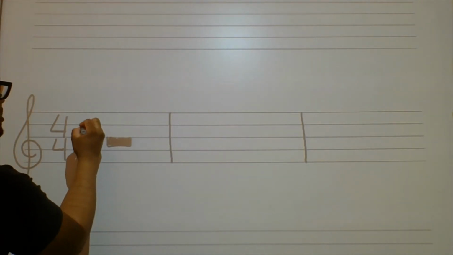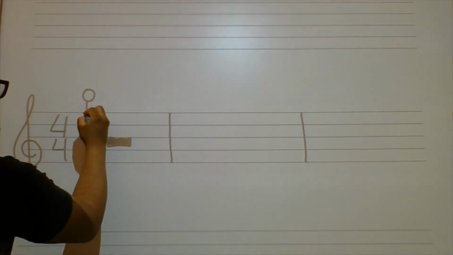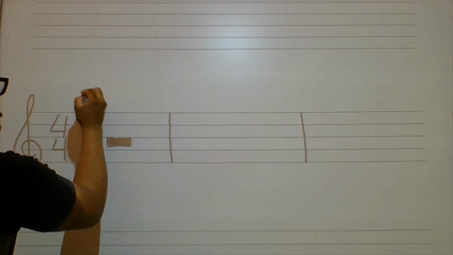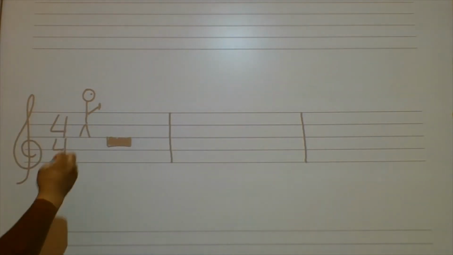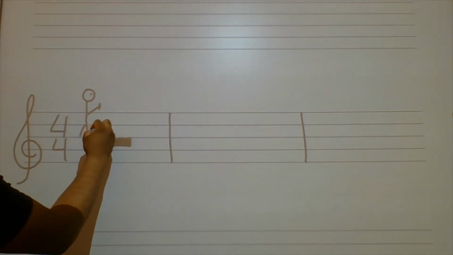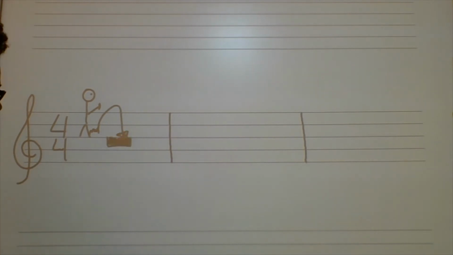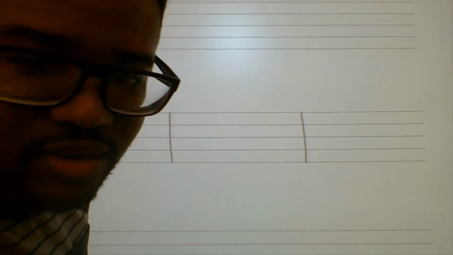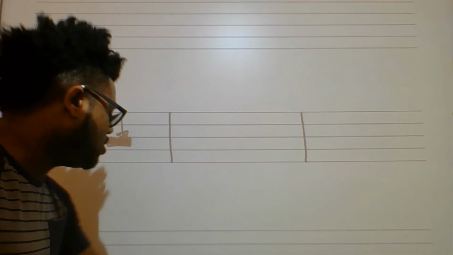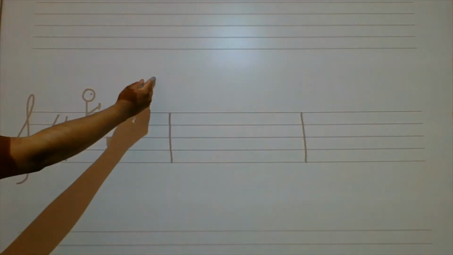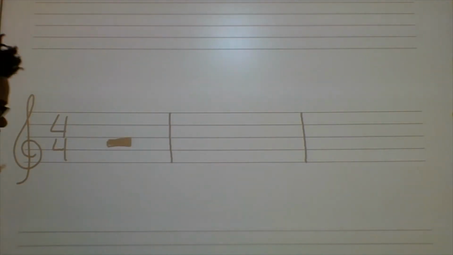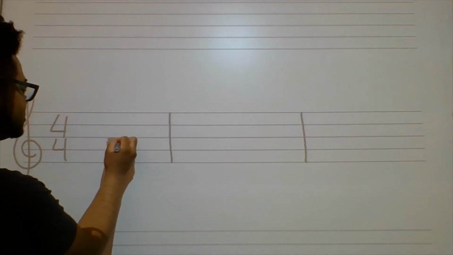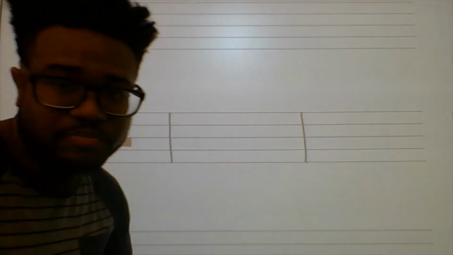Let's pretend there was someone and they were walking down the street and they weren't paying attention because they were looking at their cell phone and they just kept on walking and they fell in the hole. There it is. That hole is called a whole rest. And the whole rest gets 4 beats.